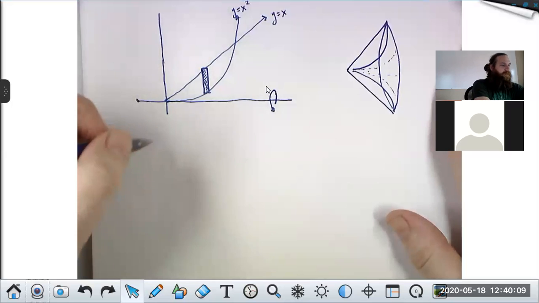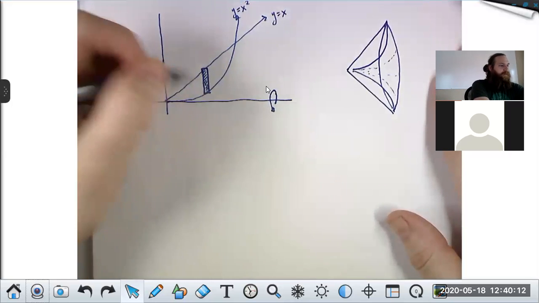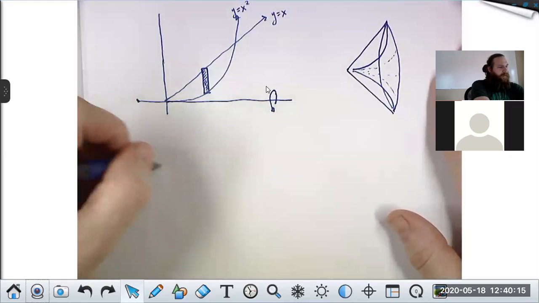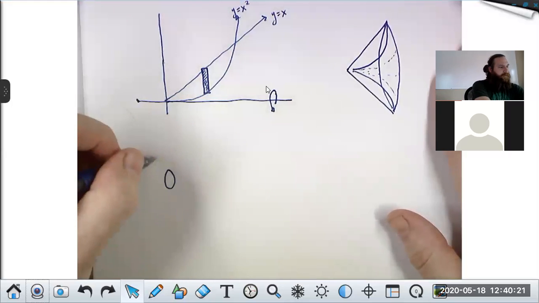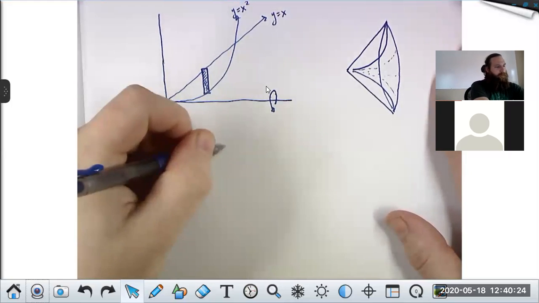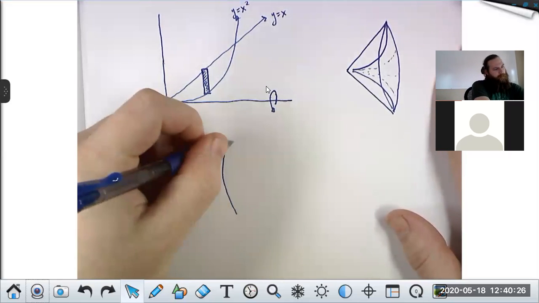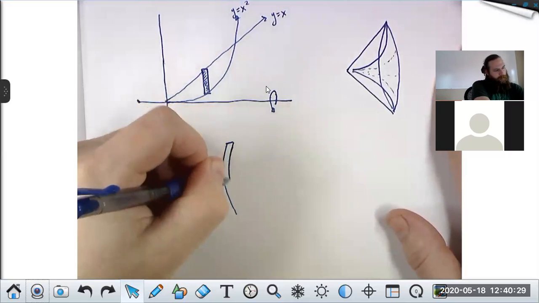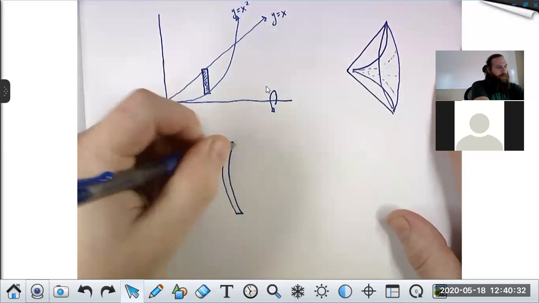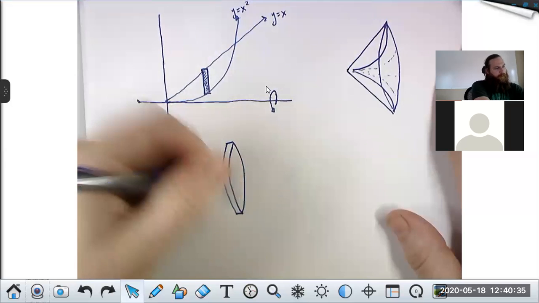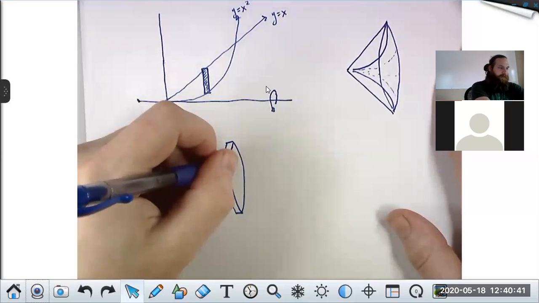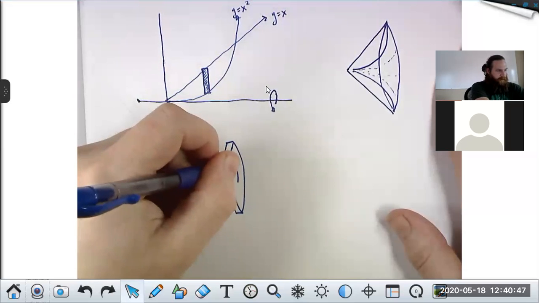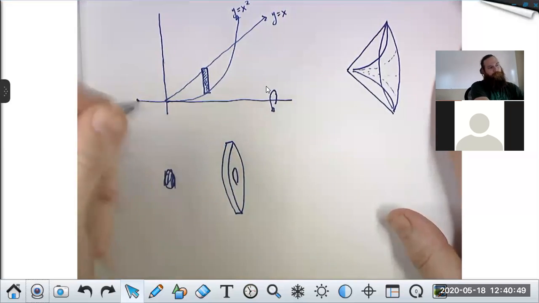So your little differential solid, notice that there's an air gap here. It's not going to be a disk now. It's going to be a disk with a little bit missing in the middle. If I rotate just that strip, if the strip extended all the way down to the x-axis, I would get a disk like this, but it doesn't. So instead, I get a little washer.